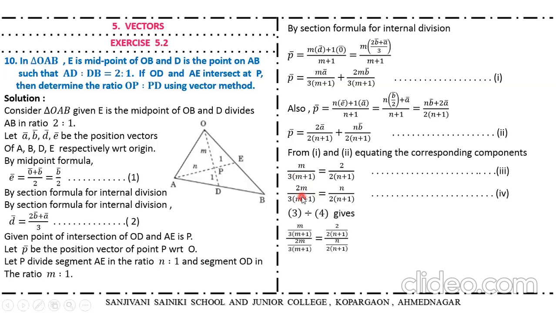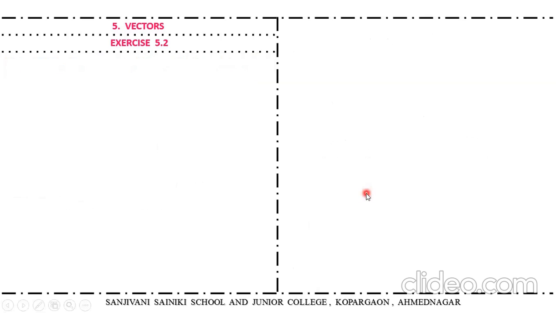Now divide equation 3 by equation 4. We get 1/2 is equal to n upon 2n, that is, n is equal to 4. N is equal to 4 means this P divides AE in the ratio 4:1. So P bar divides segment AE in the ratio 4:1.